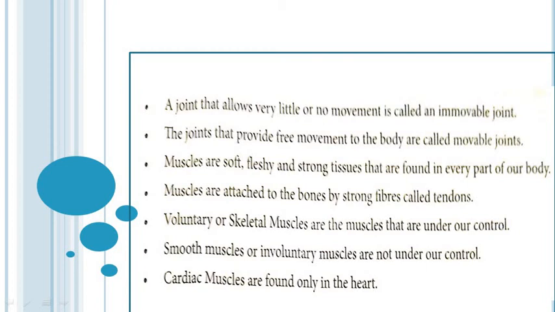A joint that allows very little movement or no movement at all is called an immovable joint or fixed joint, and the joints that provide free movement to our body are called movable joints. And you have learned about the four types of movable joints: hinge joint, ball and socket joint, pivot joint and gliding joint, and the places where these are found in our body.